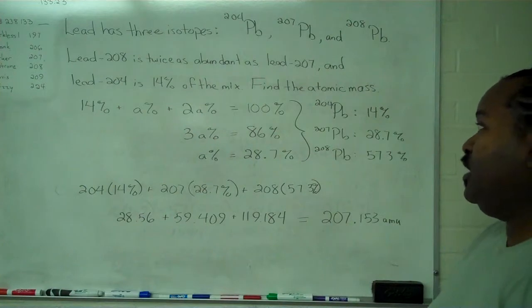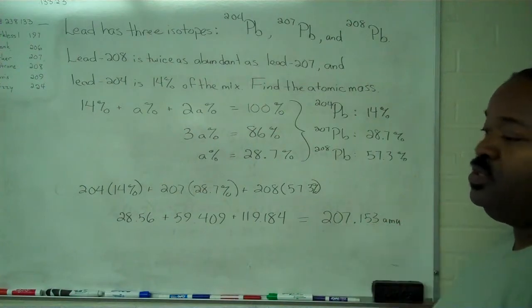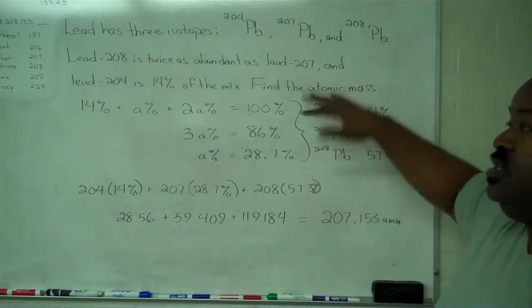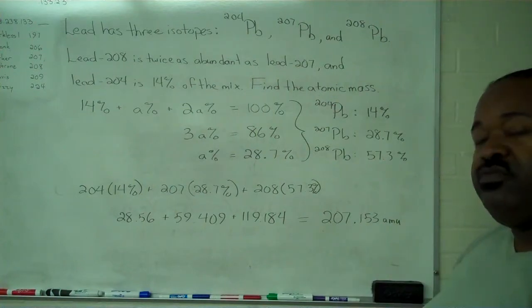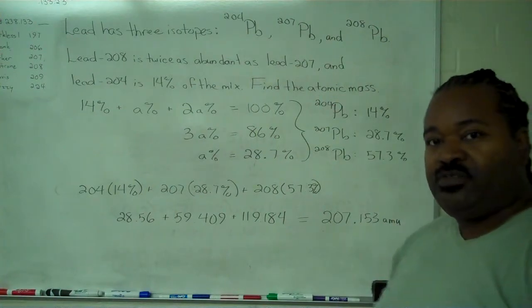And so this is how you can determine a weighted average for your atomic weight, given enough information to determine the individual relative abundances of all of your isotopes.